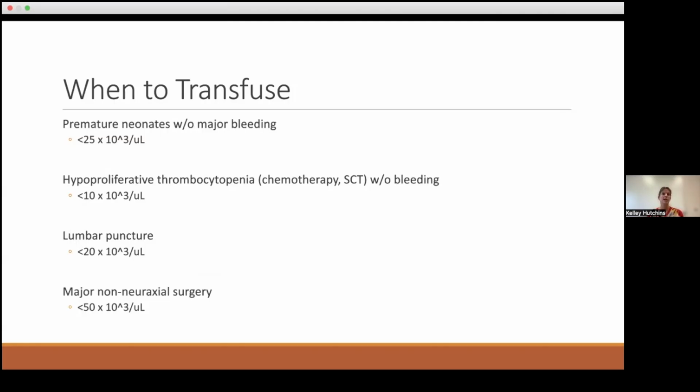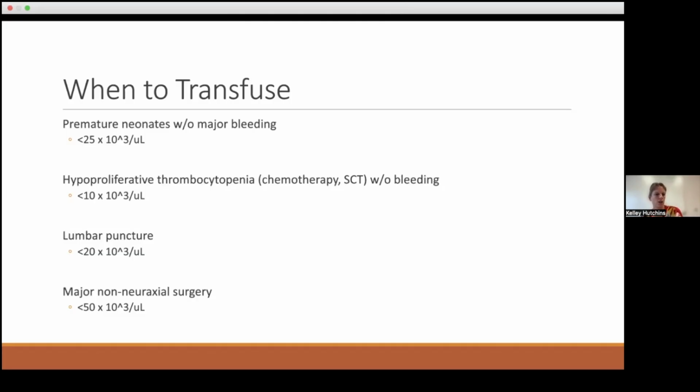They actually compared these premature neonates transfused at less than 25 versus less than 50. And what they found was there was actually decreased morbidity when patients were transfused at less than 25 compared to less than 50, without increased risks of major bleeding. So it's actually recommended to transfuse at a lower threshold, unless, of course, there's another clinical indication, like a baby actively bleeding. So these would be healthy premature neonates.